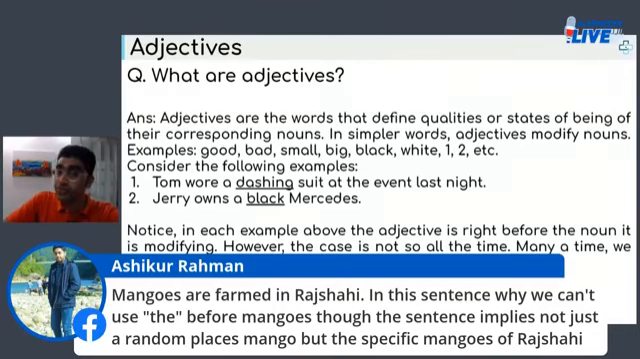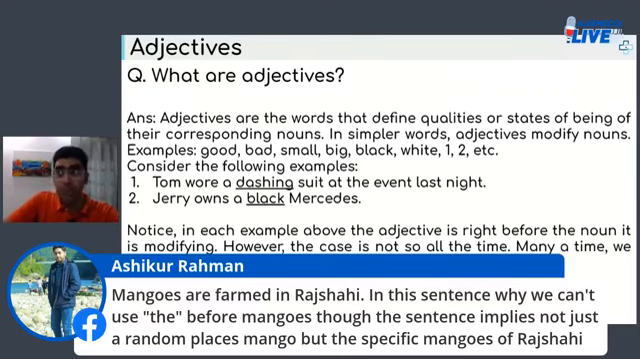However, if you are being very specific about a specific collection of mangoes that may have been farmed in Rajshahi, in that case, you could very well put the definite article the before mangoes, such as, for example, the mangoes that were farmed in Rajshahi have arrived finally. The mangoes that were farmed in Rajshahi have arrived finally.